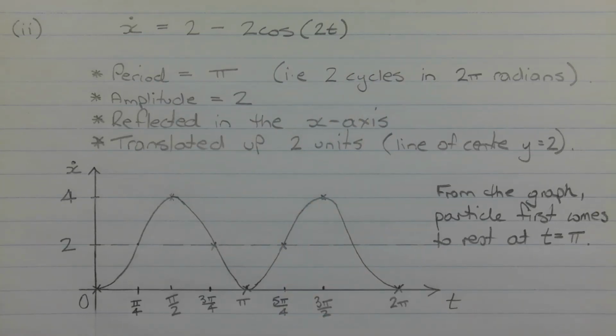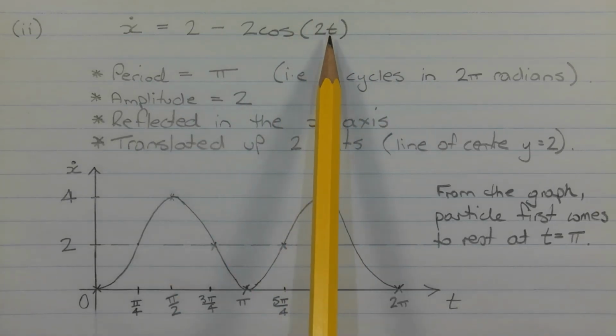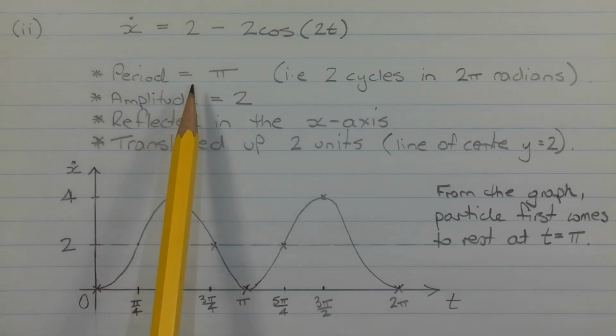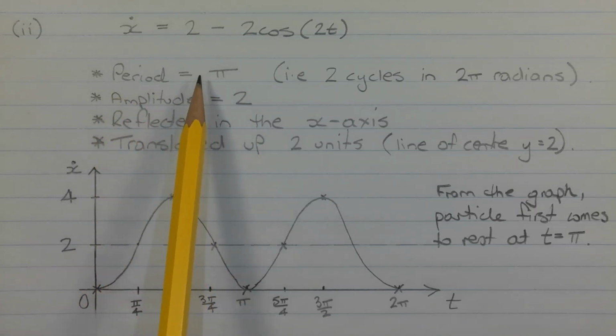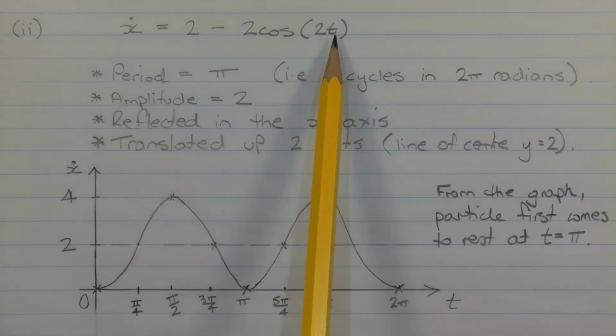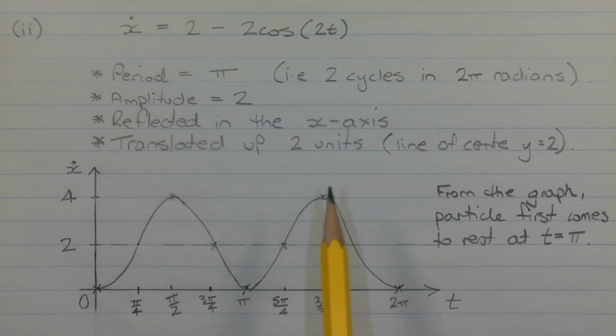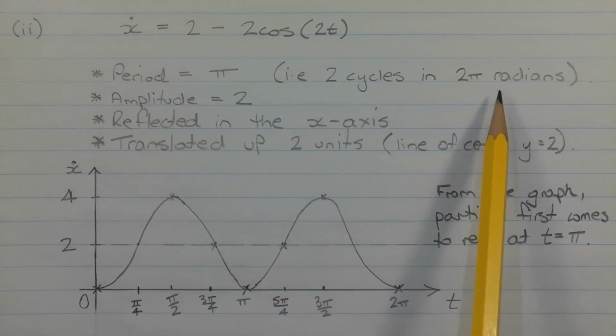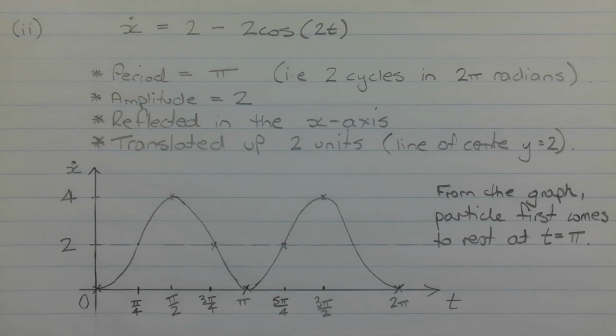So multiplying the t by 2 will change the period of cos t from 2 pi to pi. In other words, the width of one full cycle is pi radians rather than 2 pi radians. Another way to look at it is multiplying the t by 2 means we get 2 full cycles of the cos curve in 2 pi radians rather than one full cycle.